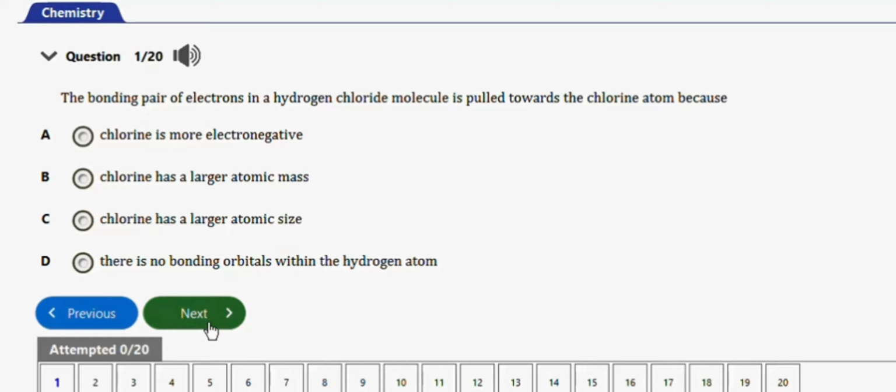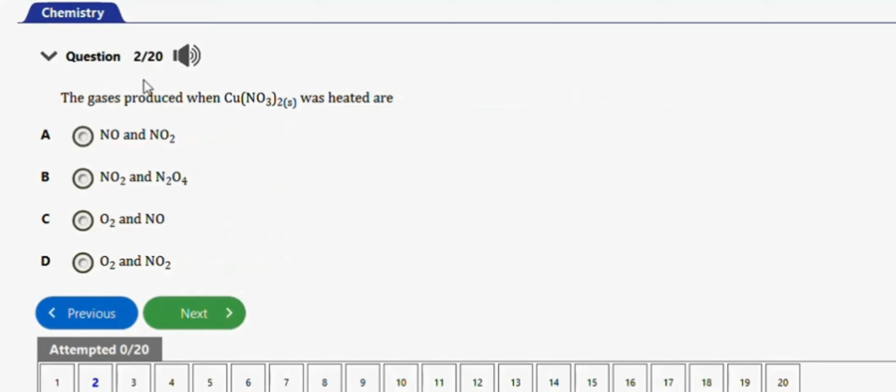The next question will be this one. It says the gases produced when this compound was heated: we have nitrogen(II) oxide and nitrogen(IV) oxide; nitrogen(IV) oxide and dinitrogen tetroxide; oxygen gas and nitrogen(II) oxide; oxygen gas and nitrogen(IV) oxide. So the right answer is option D. The next replay question will be this one.